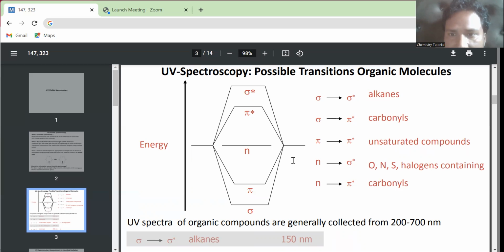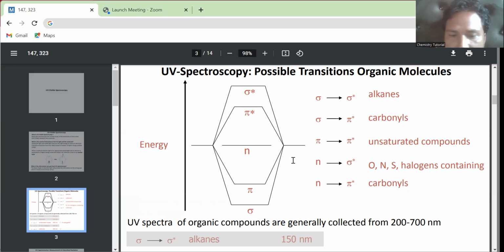Sigma to sigma star transitions occur only in alkane-type molecules, meaning molecules which have only single bonds. The second is sigma to pi star, which occurs in carbonyls. Non-bonding to pi star also occurs only in carbonyls. In unsaturated compounds, the transition pi to pi star occurs. Non-bonding to sigma star occurs in molecules containing oxygen, nitrogen, sulfur, or halogens. Non-bonding to pi star occurs in carbonyls. So these are the transitions which occur in organic molecules.